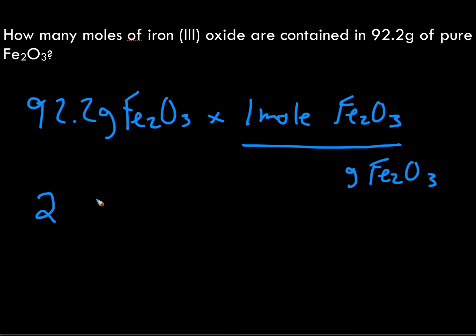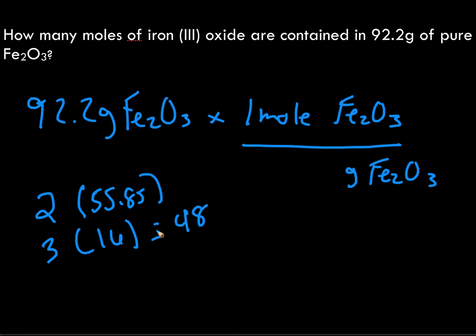So I have 2 irons, and iron is 55.8, looks like. So 55.85, we'll say. And then we have 3 oxygens at 16 apiece. So 55.85 times 2, we have 111.7 plus 48 will give us 159.7 as our molar mass for Fe2O3.